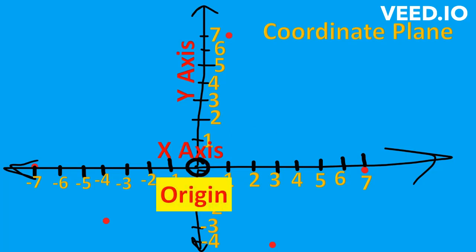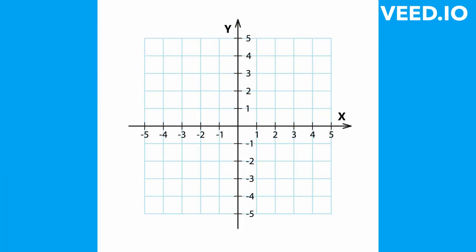This is called the horizon. This is the coordinate plane here. We have axes, the x-axis and y-axis. These are perpendicular to each other. This reference point is called the origin.